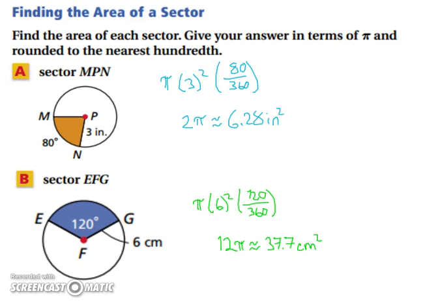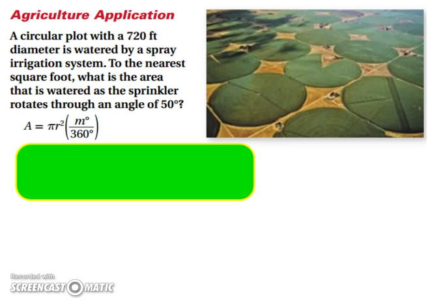Let's try a real-world application. A circular plot with a 720-foot diameter is watered by a spray irrigation system. To the nearest square foot, what is the area that is watered as the sprinkler rotates through an angle of 50 degrees? Well, let's take what we know and just plug it into our formula.